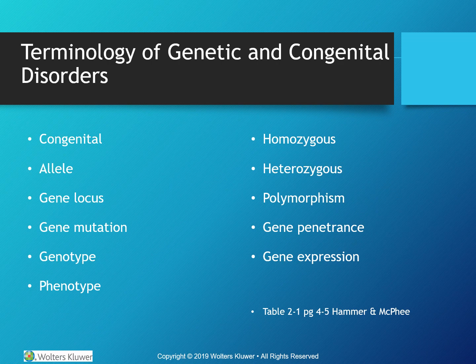So it will be a great time for you to take a moment, stop the recording, go to your Hammer and McPhee textbook and look at table 2-1. There are many concepts and terms that are listed there that will help you as you begin to read about the different genetic and congenital disorders.